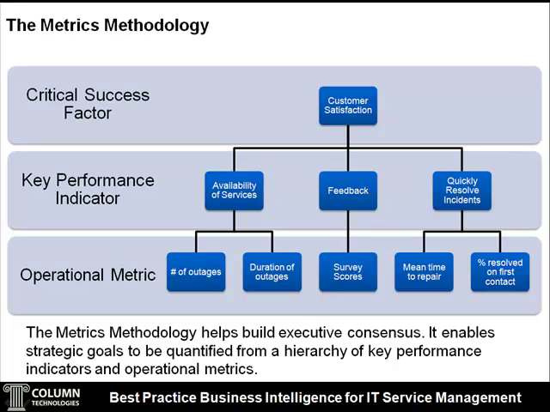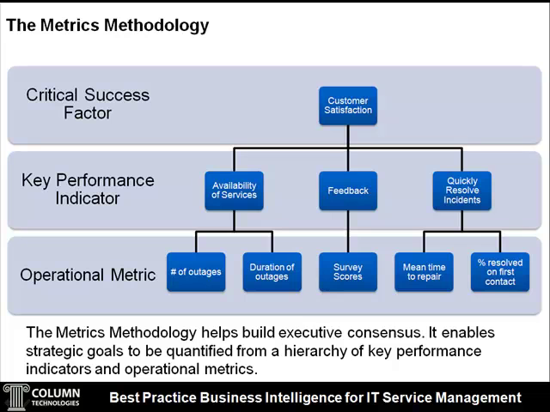And last is a critical success factor, a strategic goal defined in business terms. Maintain or improve customer satisfaction is a strategic goal. This is the most important metric, but also the most difficult to measure. So because we cannot measure strategic goals directly, we're forced to build a hierarchy of metrics.